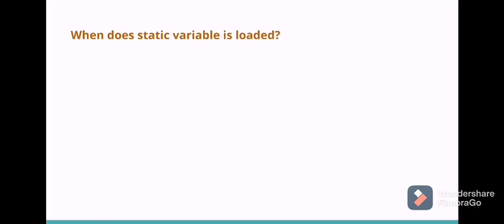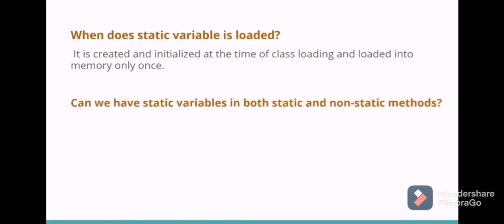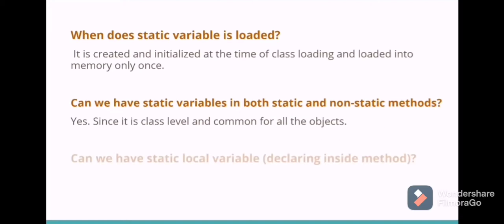When is the static variable loaded? Since static variable is class level variable, it should be loaded at the time of class loading itself. So it is created and initialized at the time of class loading and loaded into memory only once. Can we have static variables in both static and non-static methods? Yes, since it is class level and common for all the objects, we can have static variable in both static and instance methods.